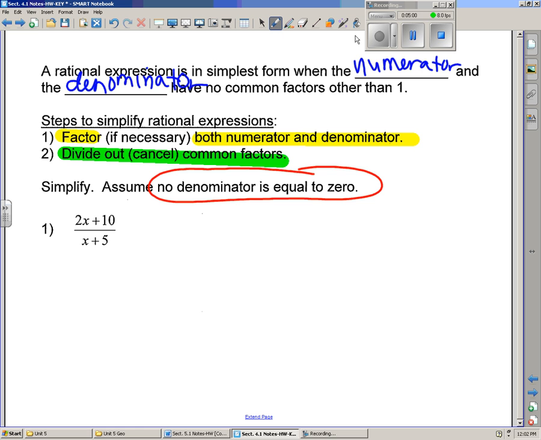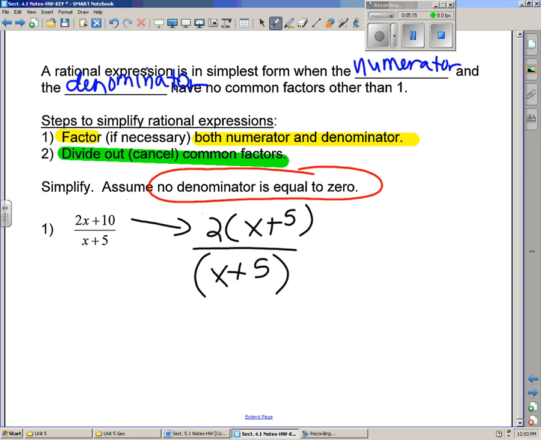And you can. It's factorable by GCF. So 2 comes out, x plus 5 is left over. Can you factor the denominator? And no, you can't. So this then comes over as x plus 5, but understand it needs to be in a parenthesis because it's actually a binomial.